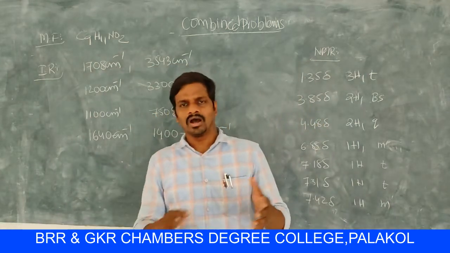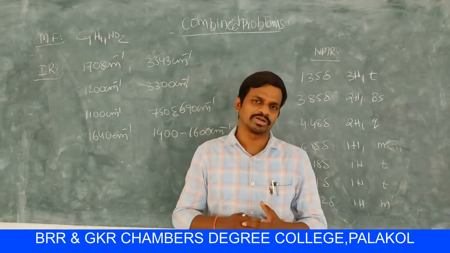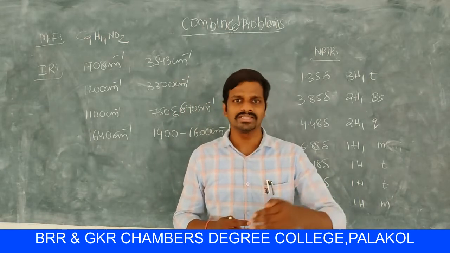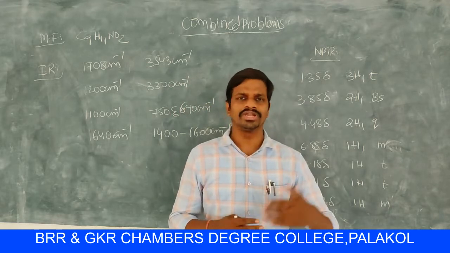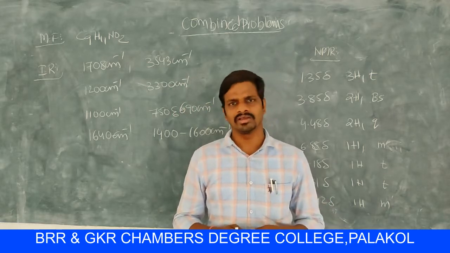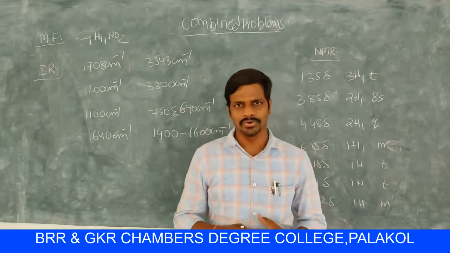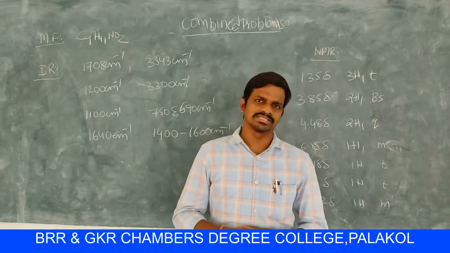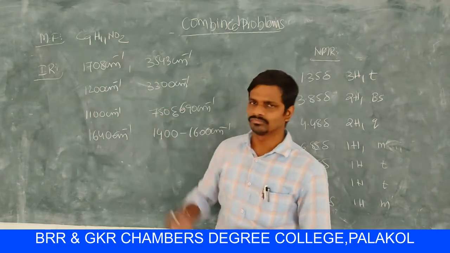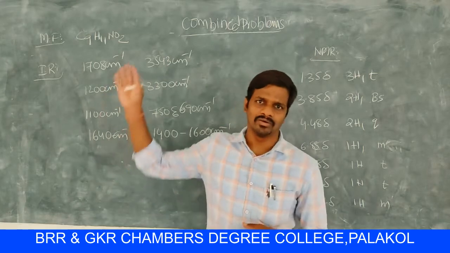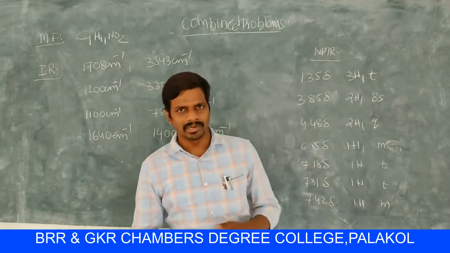Now, by using all these spectral data, that means UV, IR, NMR and mass spectrometric techniques, we can determine the structure of an organic compound. Let us see how we can determine the structure of an organic compound in a systematic way. In this first video, we are going to discuss one problem based on molecular formula. Here we have the molecular formula and IR data along with NMR data.